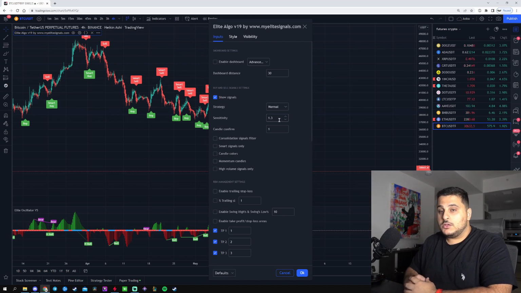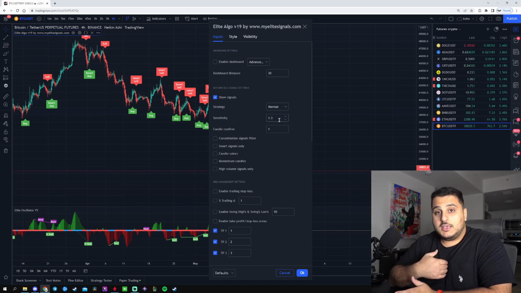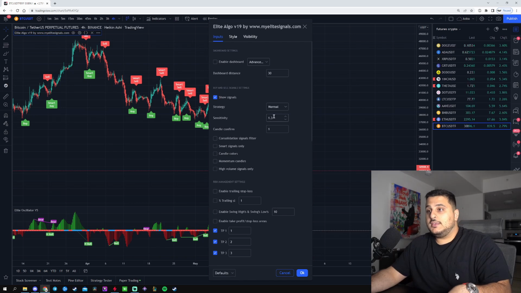This is very important. So what you want to do is you want to try to find a balance between fast and false signals, right? We don't want false signals on our chart. So what we want to do is we want to try and find the optimum setting. Now, in my experience, having a sensitivity of 1.1 to 1.4 is usually where you want to be when it comes to trading with the Heikin Ashi style candles.